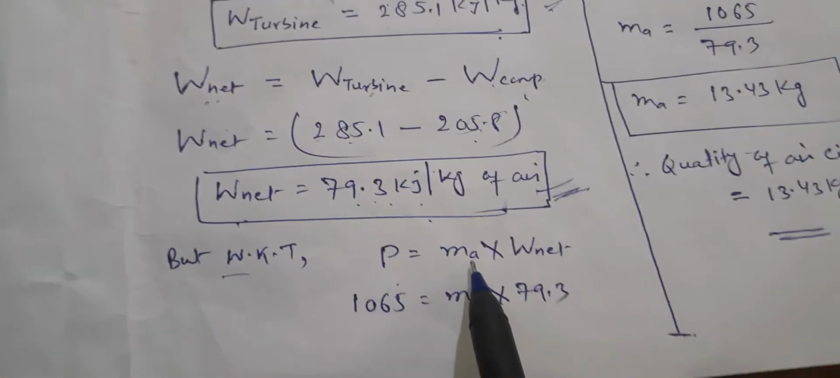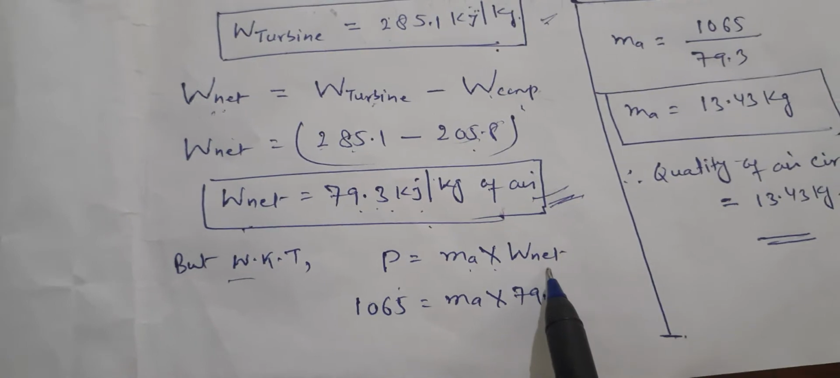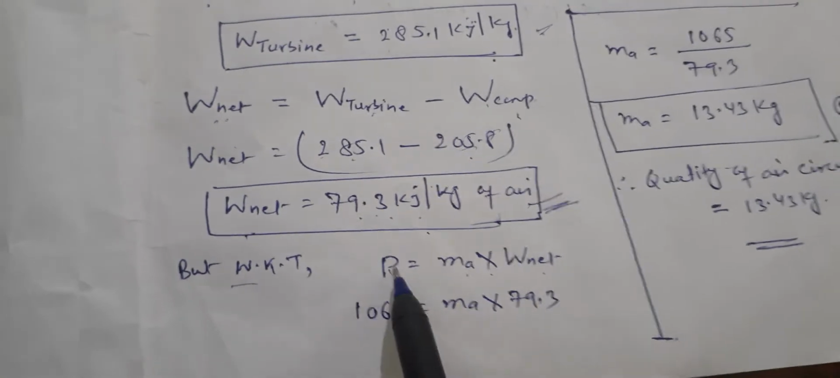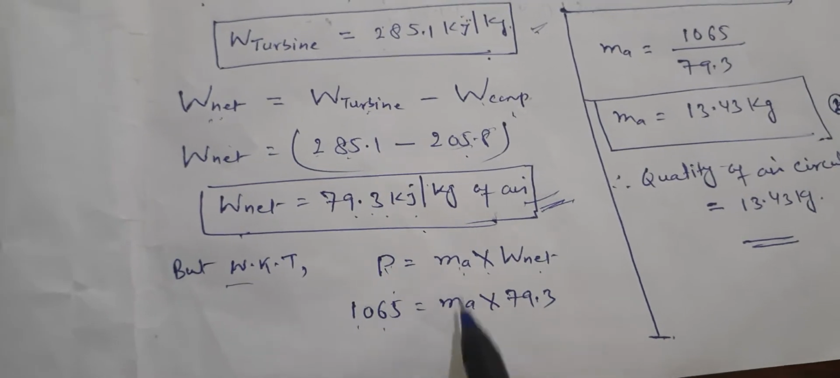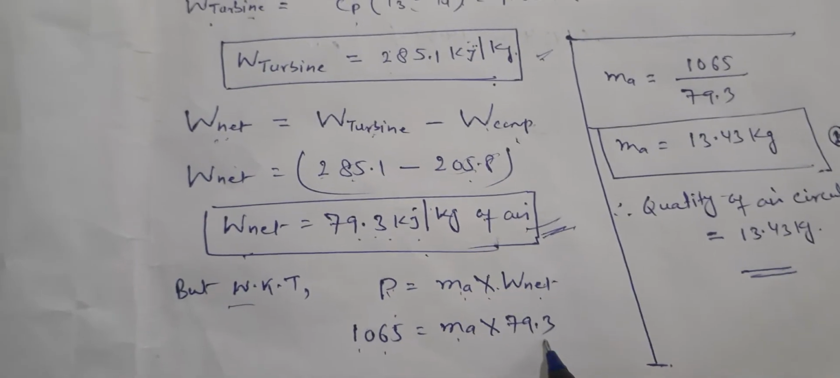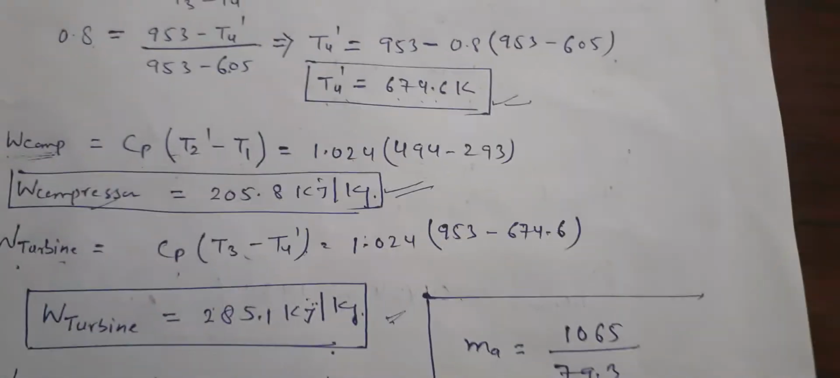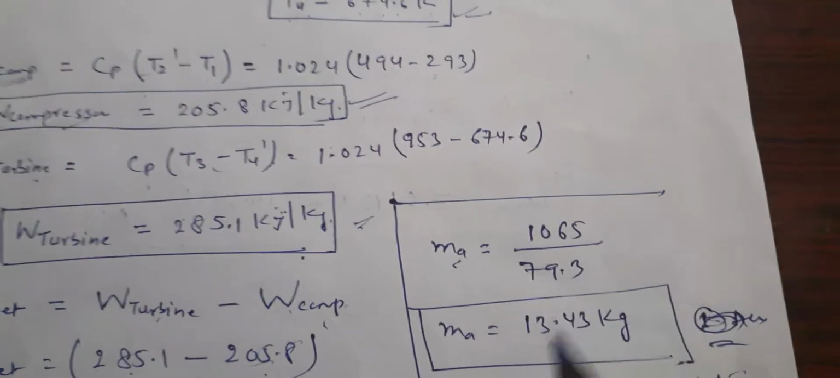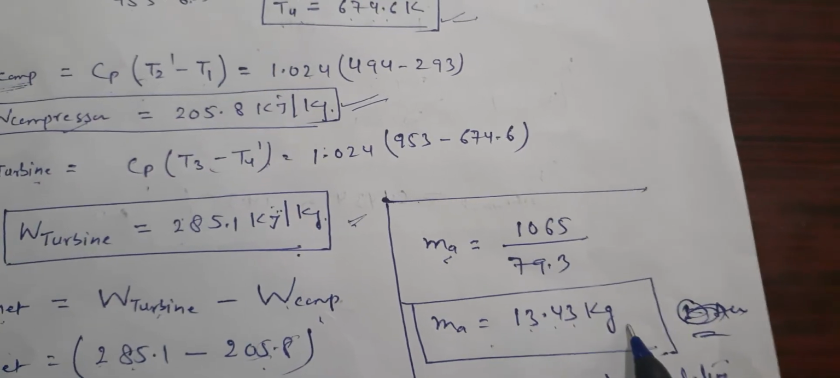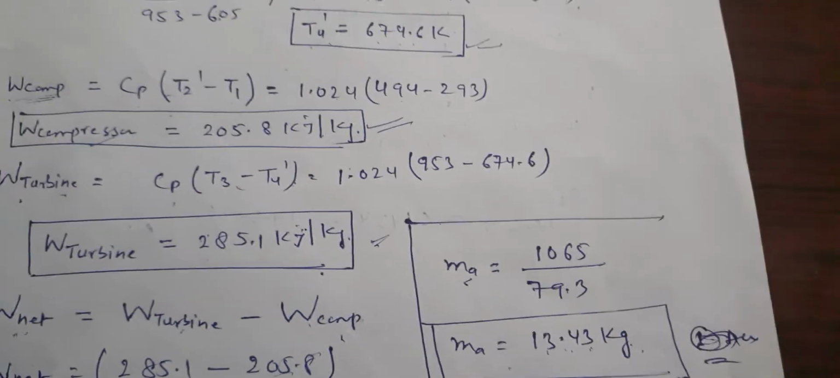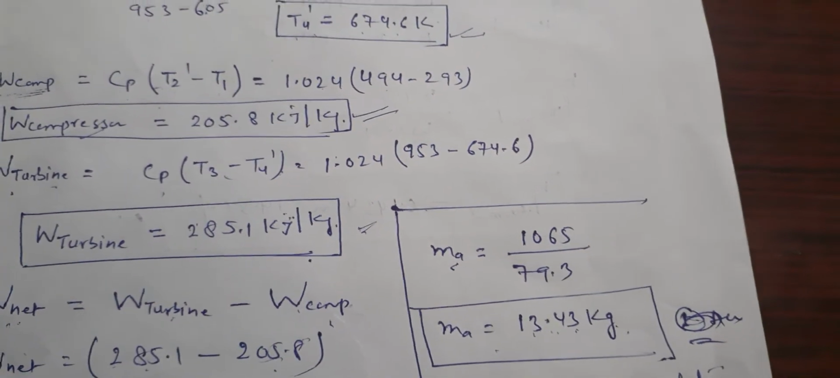We know the formula P is equal to mass of air times net work, where P is the power developed. P is given as 1065, and the net work is 79.3. After calculating this, we get the mass of air as 13.43 kg per second. This is the quantity of air circulation. This is the first answer.